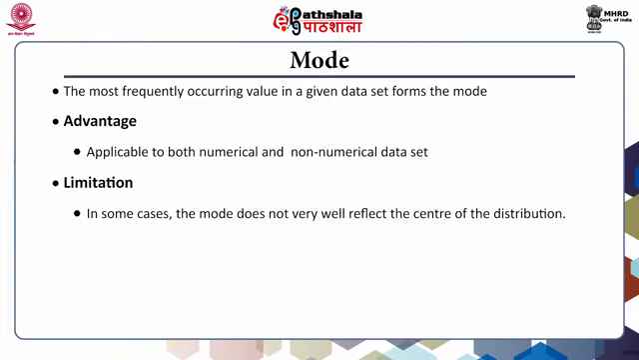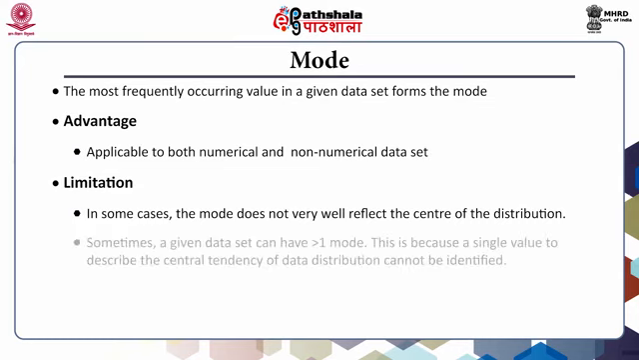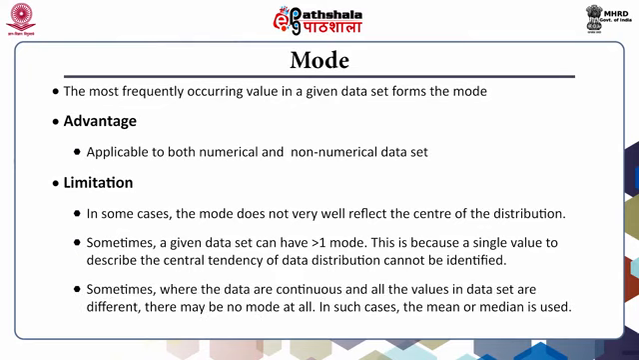In some cases, the mode does not very well reflect the center of the distribution. Sometimes a given data set can have more than one mode. This is because a single value to describe the central tendency of the data distribution cannot be identified. Sometimes where the data are continuous and all the values in the data set are different, there may be no mode at all. In such cases, the mean or median is to be used as the measure of central tendency.